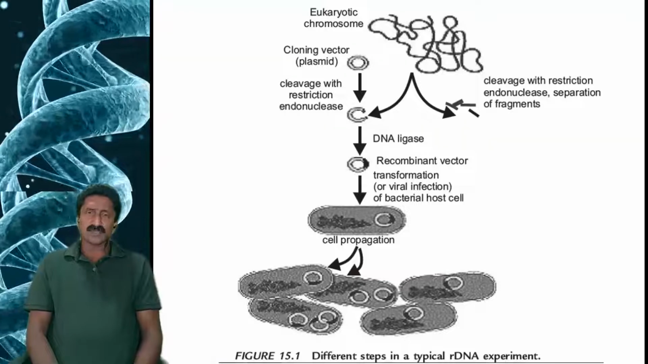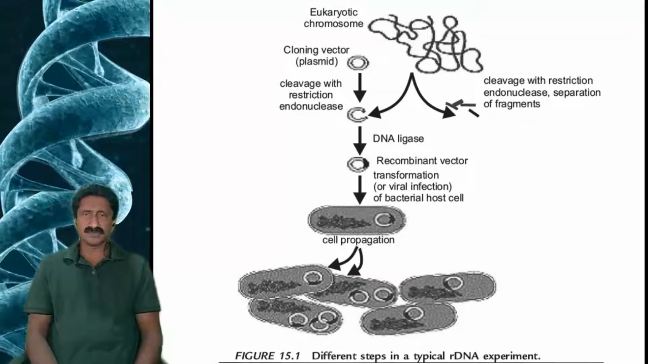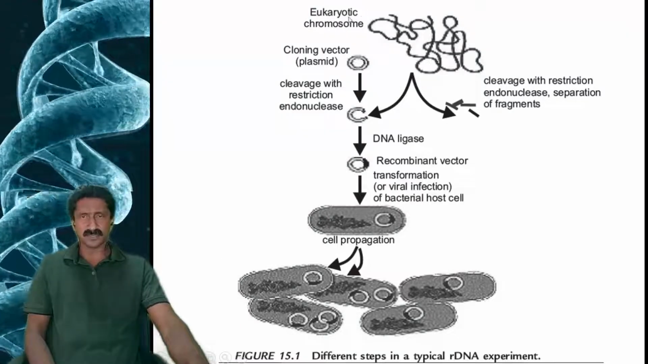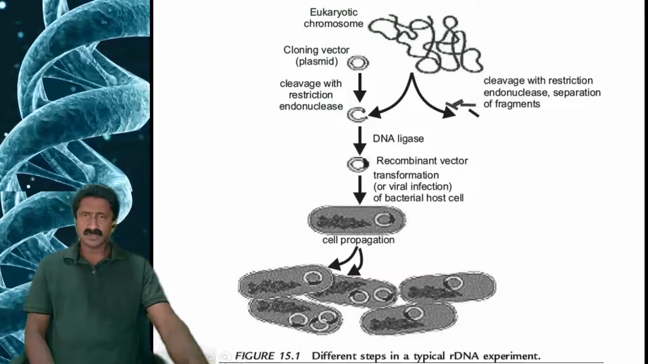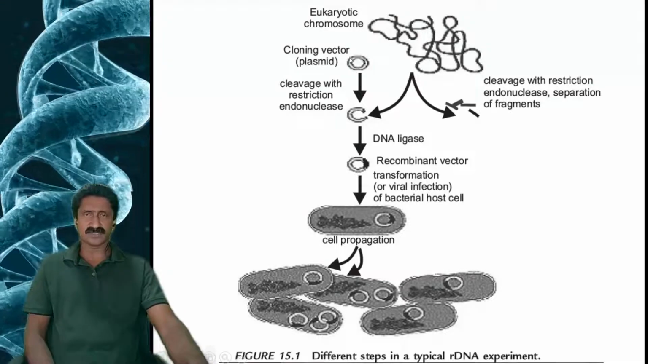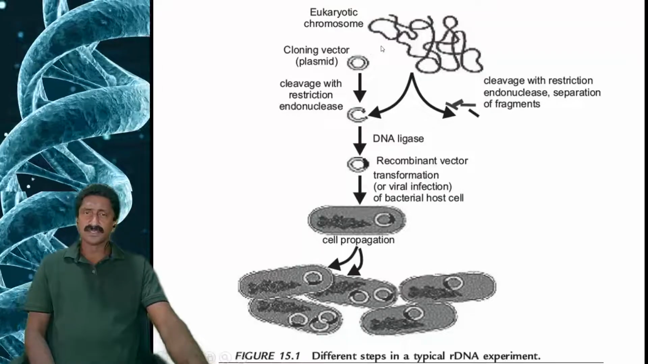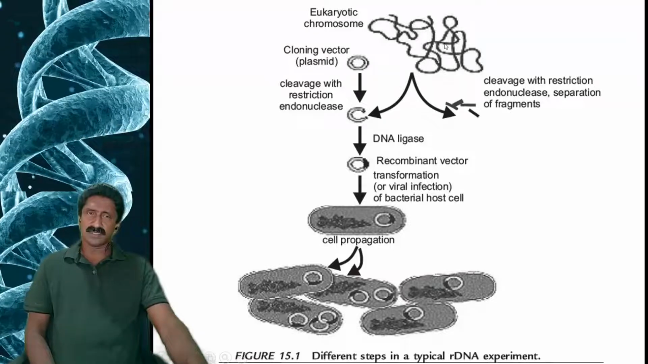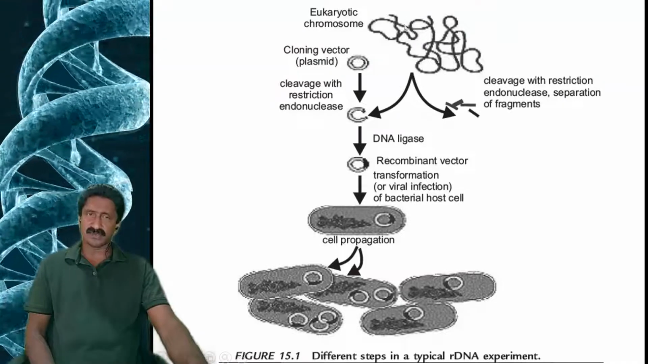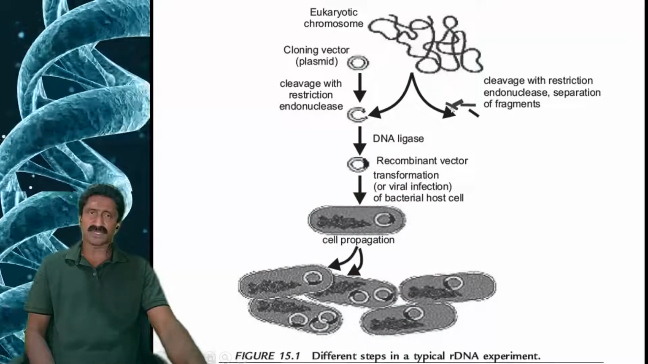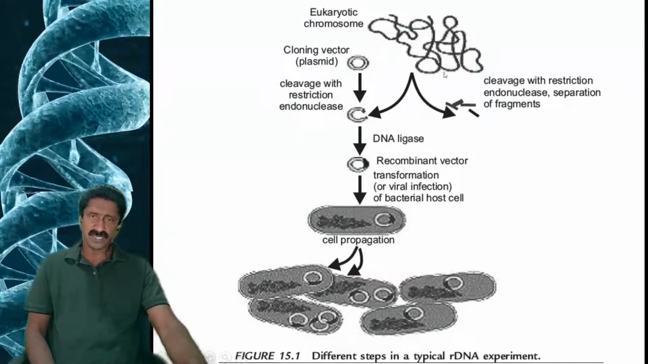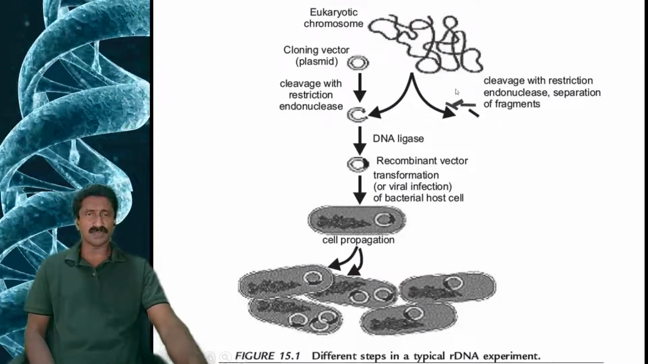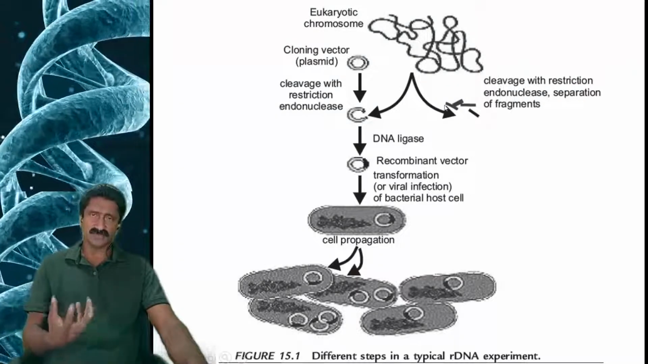So this figure illustrates the basics of the cloning process. Here we have the eukaryotic chromosome, which is represented there, and also a cloning vector, which is a plasmid vector, represented here. Our cloning process involves the cleavage by restriction enzyme or other methods and separation of the target or desired gene. The desired gene can be separated from the eukaryotic chromosome, say an insulin gene.